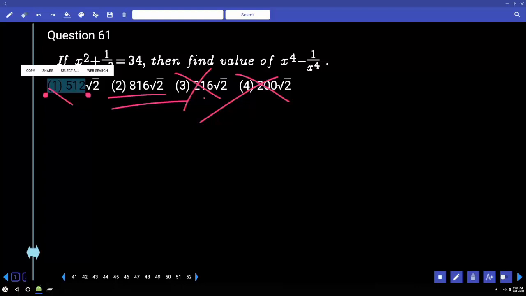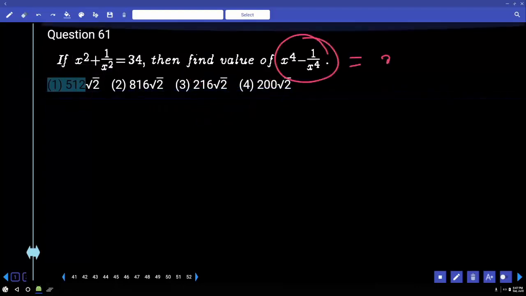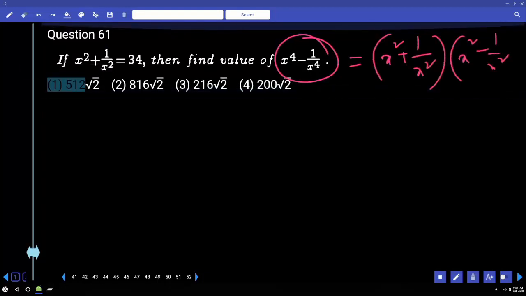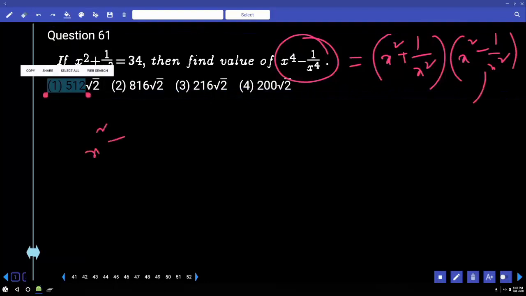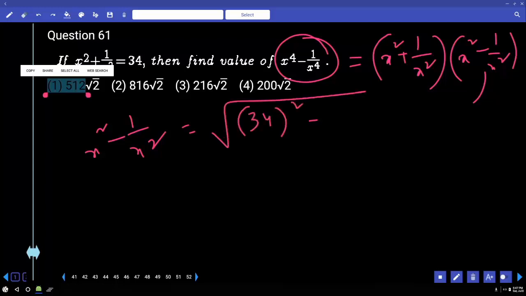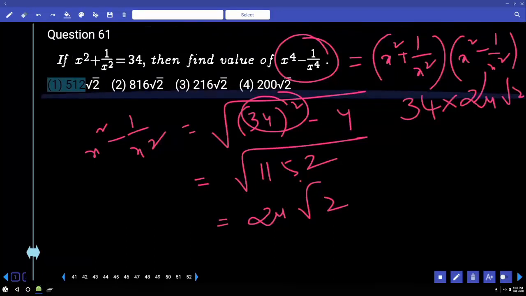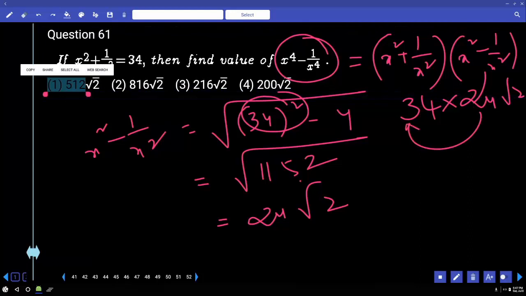What is the procedure we have to follow? For finding x power 4 minus 1 by x power 4, we have to multiply x square plus 1 by x square with x square minus 1 by x square, isn't it? Here, how to find x square minus 1 by x square? Plus is given, minus you have to find. Root over 34 square minus 4. That is root over 1152. 1156 minus 4, 1152. 1152 is nothing but 576 into 2, that is 24 root 2. So obviously our answer should be 34 into 24 root 2. 34, 30s are 720 plus 96, 816 root 2. Option 2.